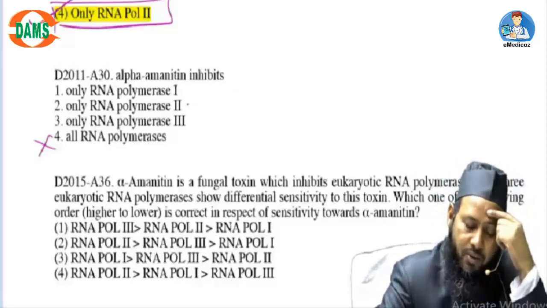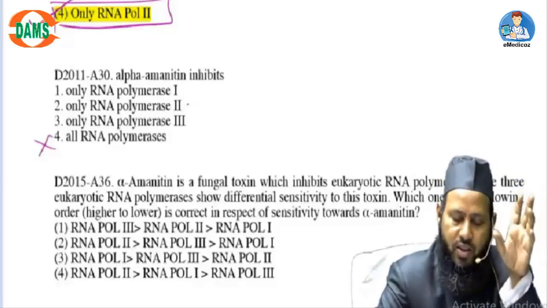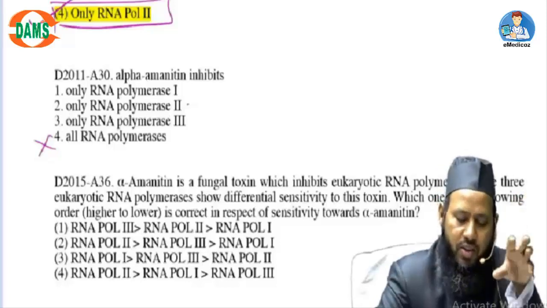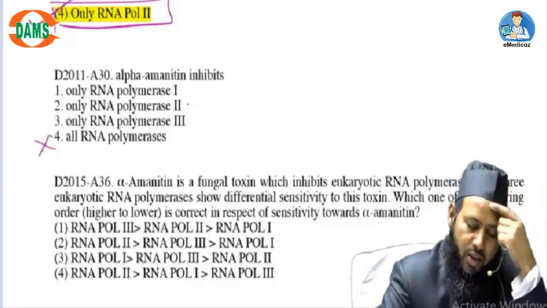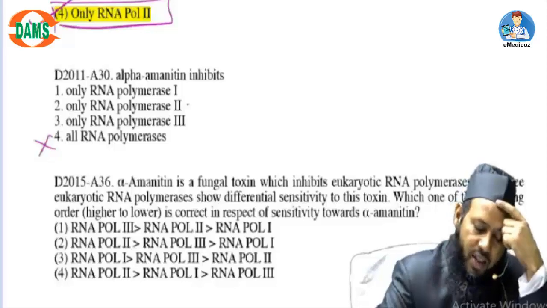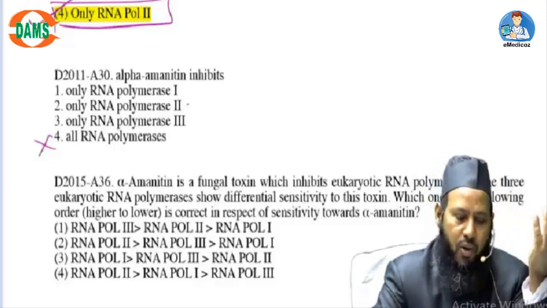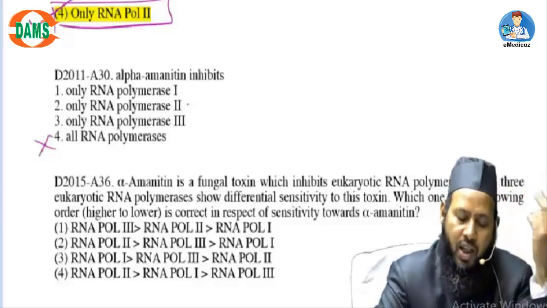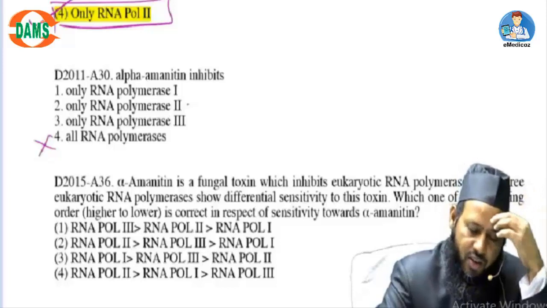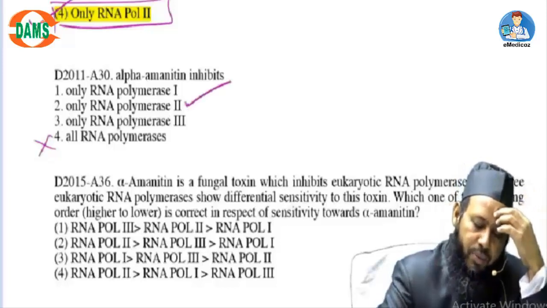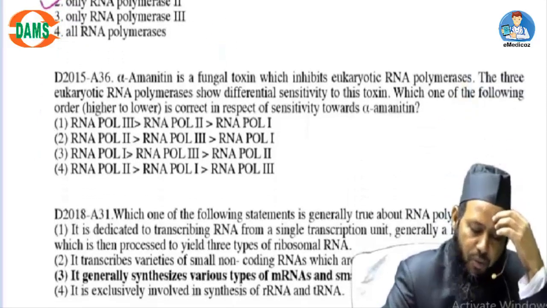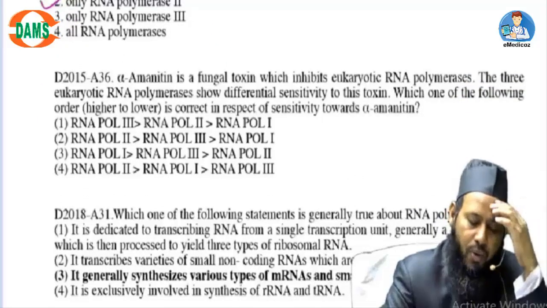Anyway, at a lower concentration, which is generally used in laboratory conditions, that small concentration of alpha amanitin will not inhibit RNA polymerase 3. RNA pol 1 is never inhibited. So RNA polymerase 3 will also not be inhibited at the laboratory condition concentration. So the answer will be only RNA polymerase 2. Again there is a problem here, but it's a next-level problem. But anyway, this question is a little bit better than the earlier one.